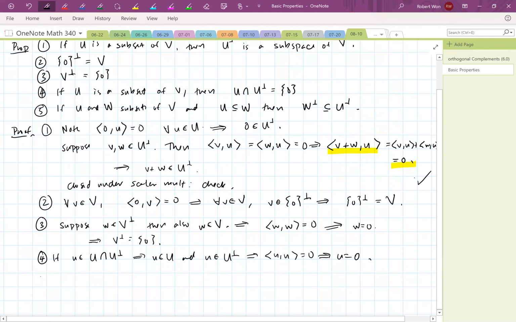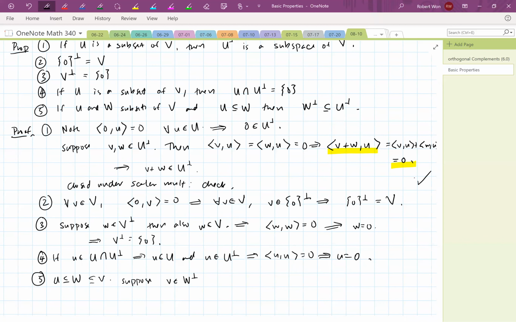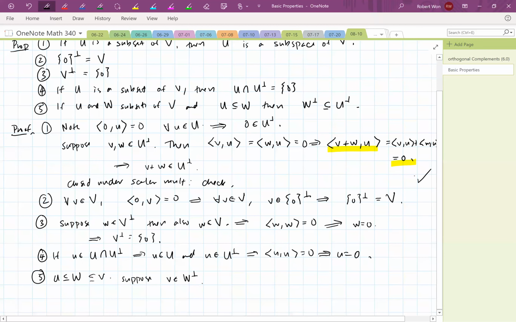Okay, and then finally, let's suppose that U is a subset of W. These are just any subsets of V. And let's suppose that v is in W perp. I'm trying to show that W perp is a subset of U perp, so it's enough to show that v is in U perp. Then what this says is for every w in W, the inner product of v and w is 0. That's what it means to say that v is in W perp.